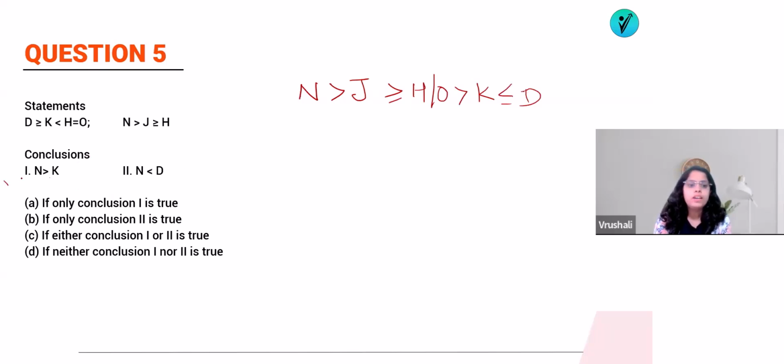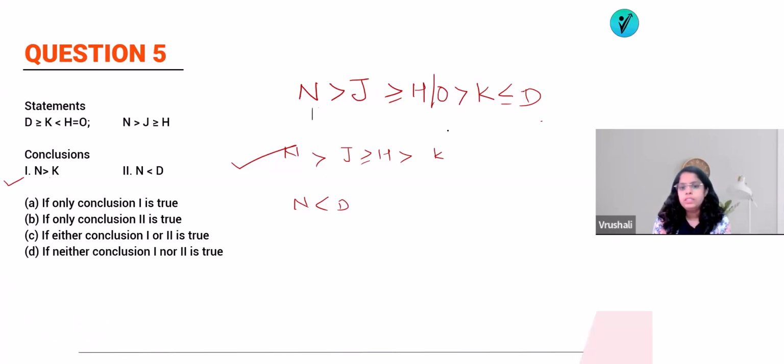Now the first one is what they have asked: N is greater than K. If you find N and K, you can see the symbols. There is J and H, and all are greater than, equal to, greater than. So the first one will be correct. The first one will be followed. And if you see N is less than D, for N and D, one is greater than.